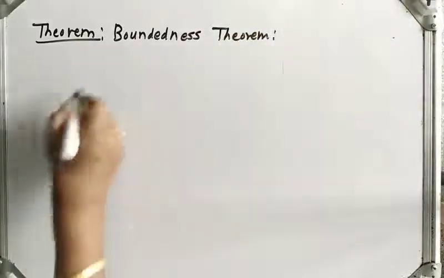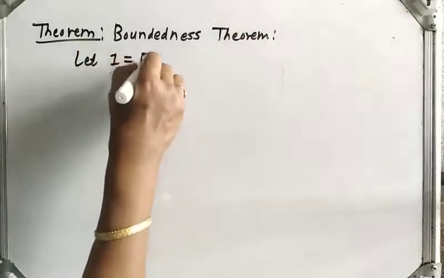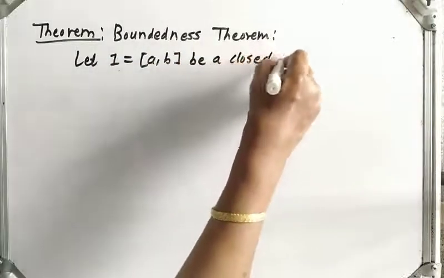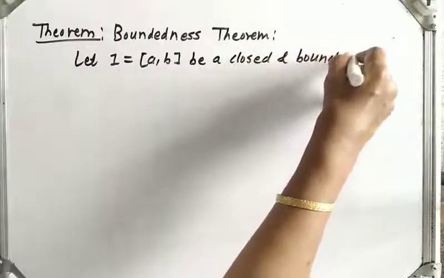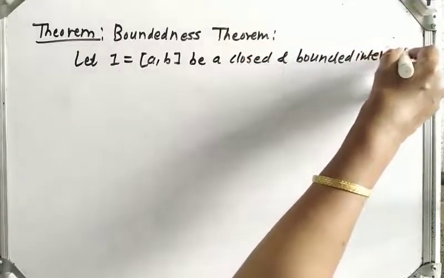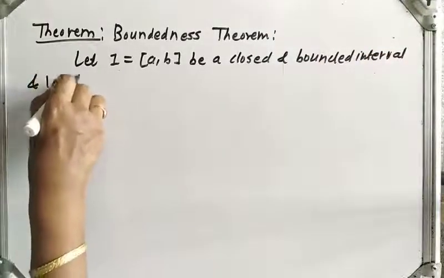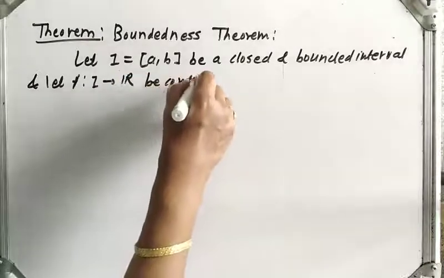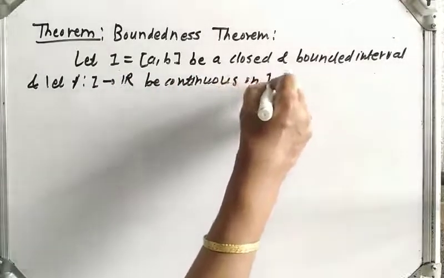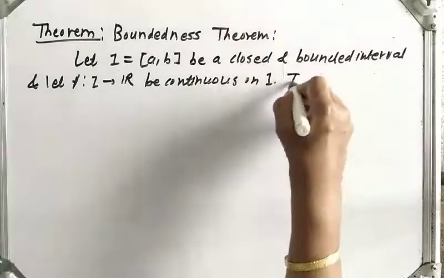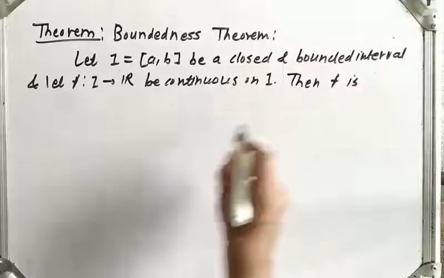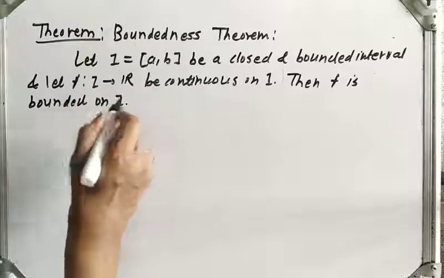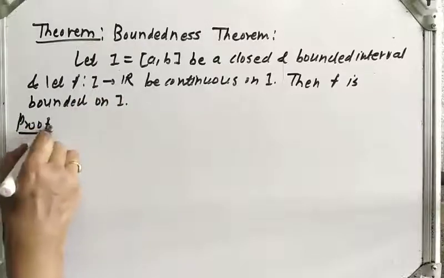Boundedness theorem. Its statement is: let I be a closed interval a to b, a closed and bounded interval, and let f be a function from I to R, continuous on I. Then f is bounded on I. So first of all, what is given?